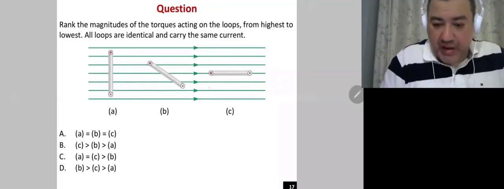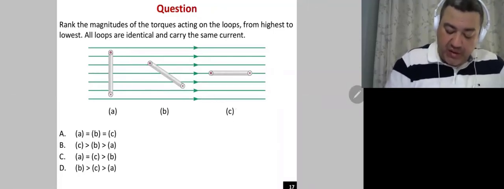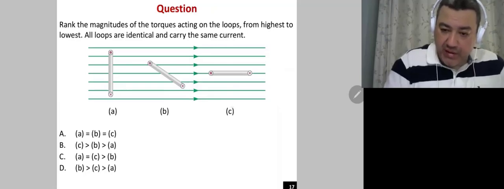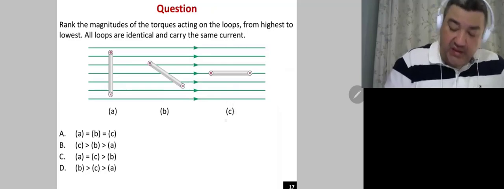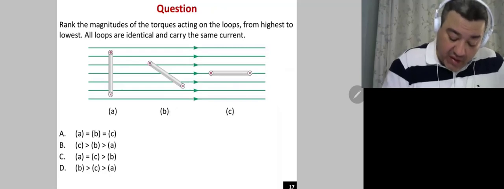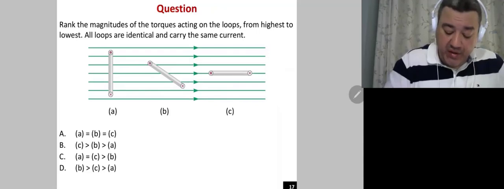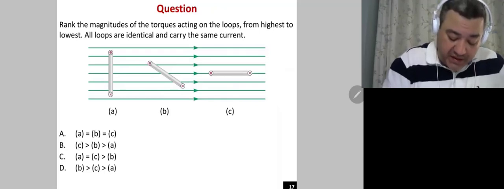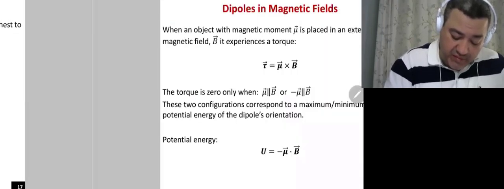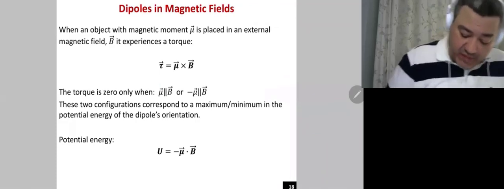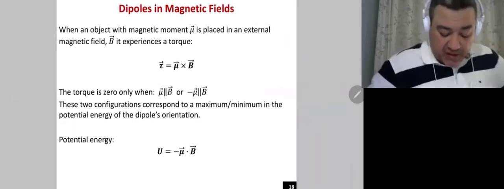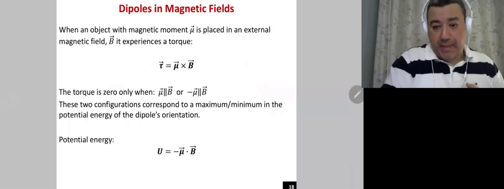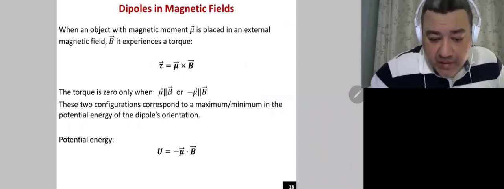So if we want to rank it, we saw that the torque in the C case is the highest, then comes B, then comes A. So the answer would be B. C is the greatest torque, then B, and then A. So we said that the torque equals the magnetic dipole moment.